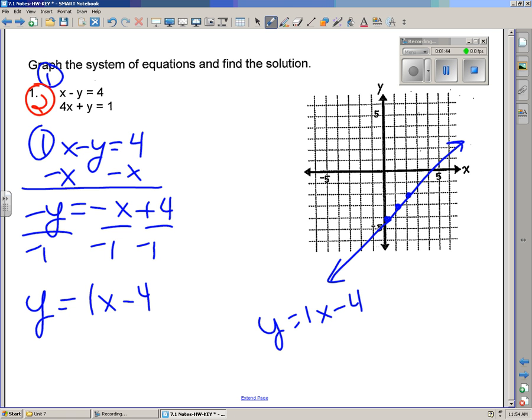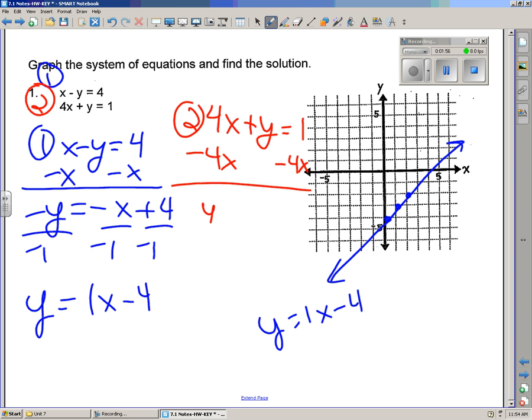Second equation, 4x plus y equals 1. Subtract 4x on both sides. Y equals negative 4x plus 1. This line I'm going to begin at positive 1, and I'm going to go down 4, over 1, down 4 again, over 1. I'm going to draw this line. I'm going to label it.